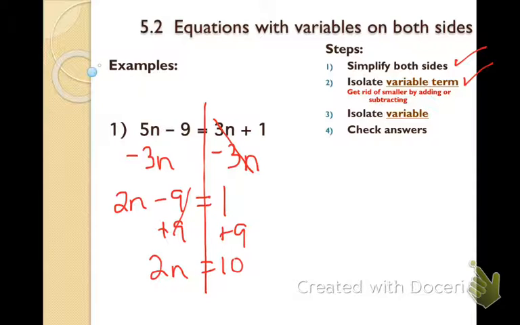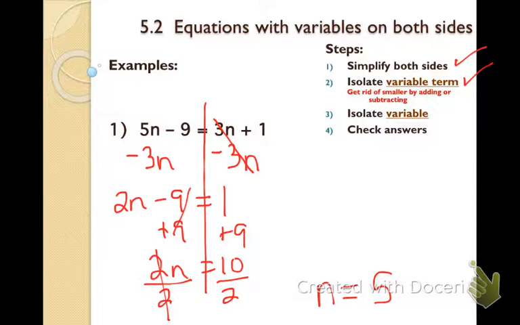Step 3, isolate the variable. I have n times 2. The inverse operation of times 2 is divide by 2. I have to do the exact same thing to both sides. That cancels. I'm left with n equals 5.